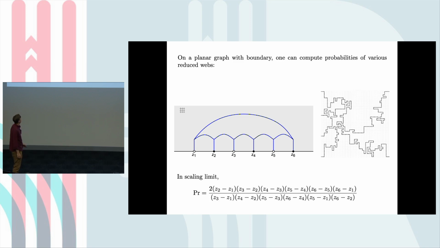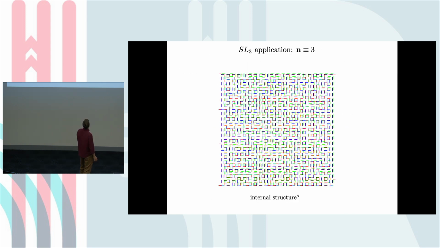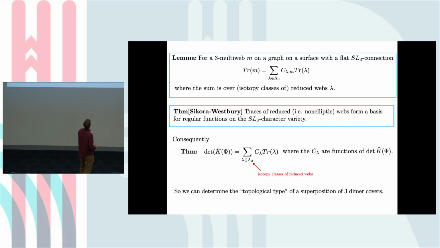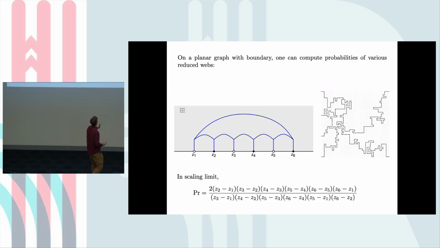So here's, sorry, if you go back to this picture, if you take this picture and look for the reduced web inside it, this picture is not well defined, but up to isotopy it is well defined. It is a hexagon with 6 legs like this. And so the probability that you get this topological type of reduced web is given by this expression where Z1 through Z6 are the images of the points in the upper half plane.